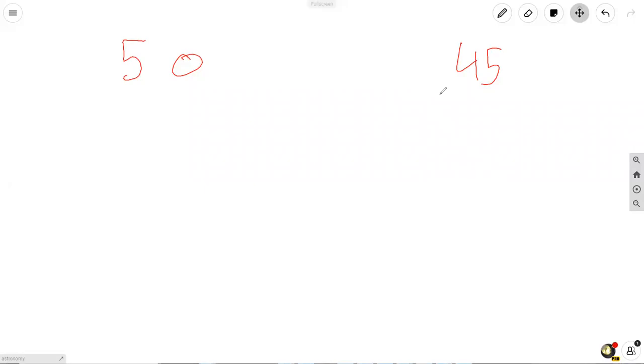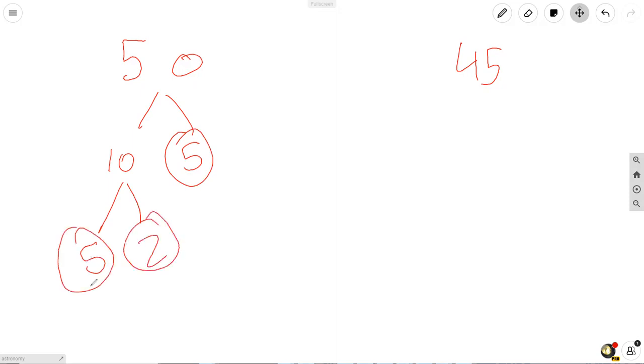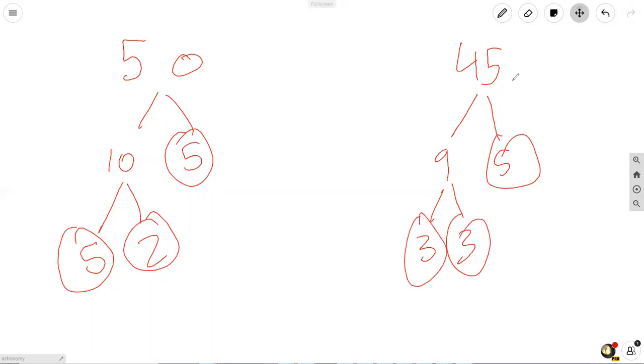Okay, let me do this. So the number 50, I could split it into the number 10 and the number 5. And I'll circle the number 5 because it's a prime number. The number 10, I could split into the number 5 and the number 2. Done. The number 45, I could split it into 9 and 5. The number 9, 3 and 3. All of these are prime numbers. So I got 3 squared because I got 2 lots of 3s, and I got 1 lot of 5.